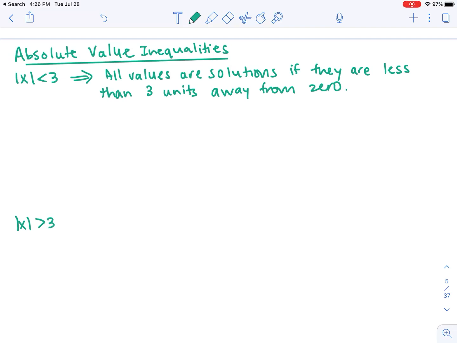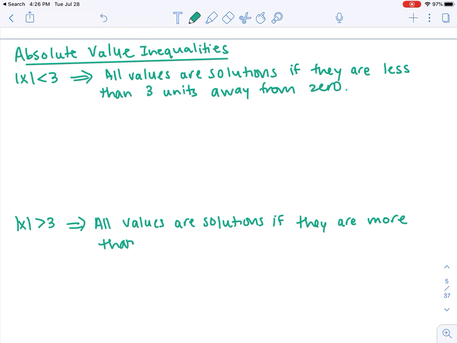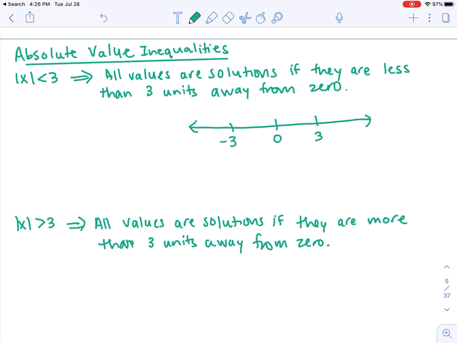Versus absolute value of x is greater than 3 being in a similar sense. All values are solutions if they are more than 3 units away from 0. We draw out our number line with 0 in the middle of 3 and negative 3.